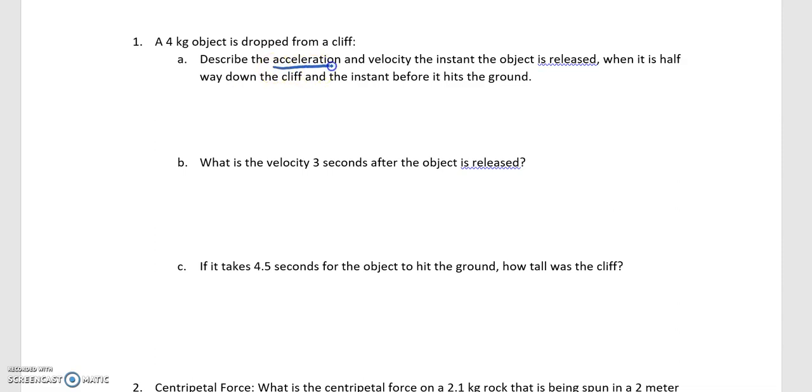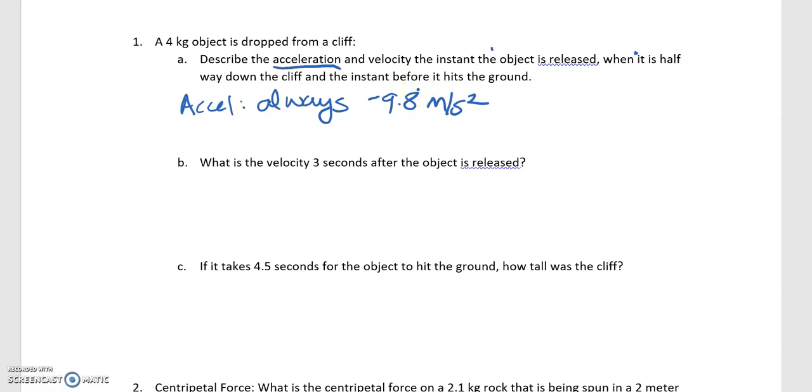Well, now acceleration is constant. Okay, so the acceleration of the object in free fall never changes, and it is always the value of gravity. So our acceleration at every single one of these places is going to be negative 9.8 meters per second squared. Okay, because gravity does not change. When the object is halfway down, gravity is still pulling on it in the same fashion and accelerating it at negative 9.8 meters per second squared.